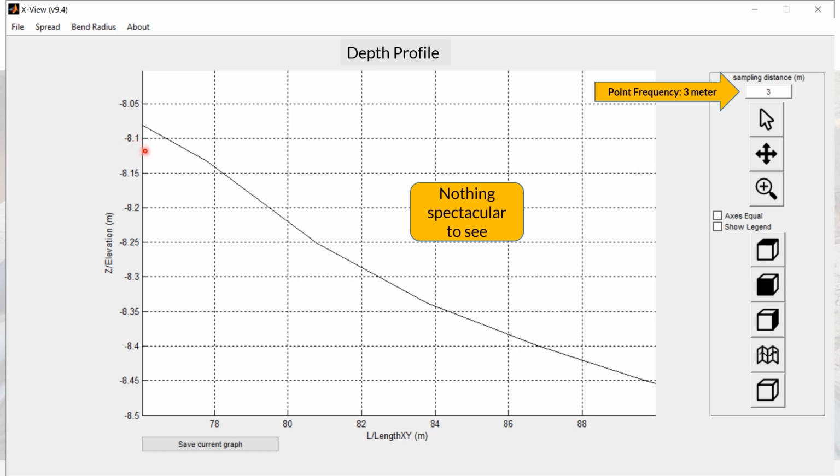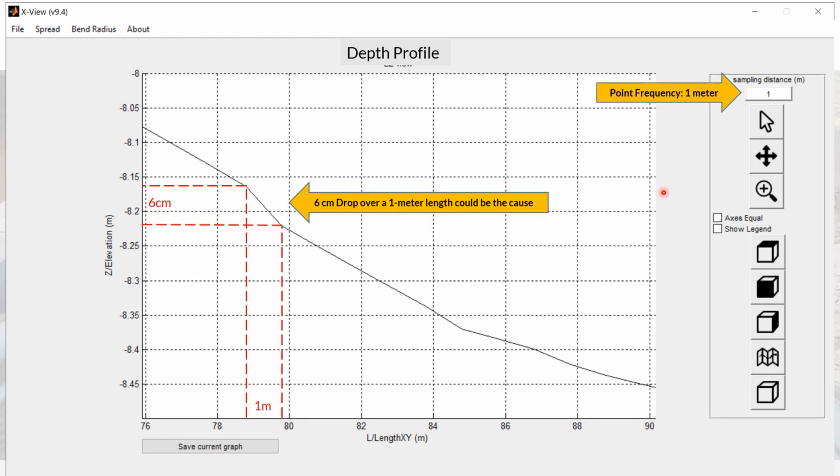And okay, let's be clear. This is 45 centimeters from here to here, and this is 16 meters. So the depth profile is a little bit stretched out for your benefit. But here, if you look at this, there's nothing spectacular to see. It's very plausible that this is a very intact horizontal drilling. So let's start increasing the point frequency to see if we can find out a little bit more.